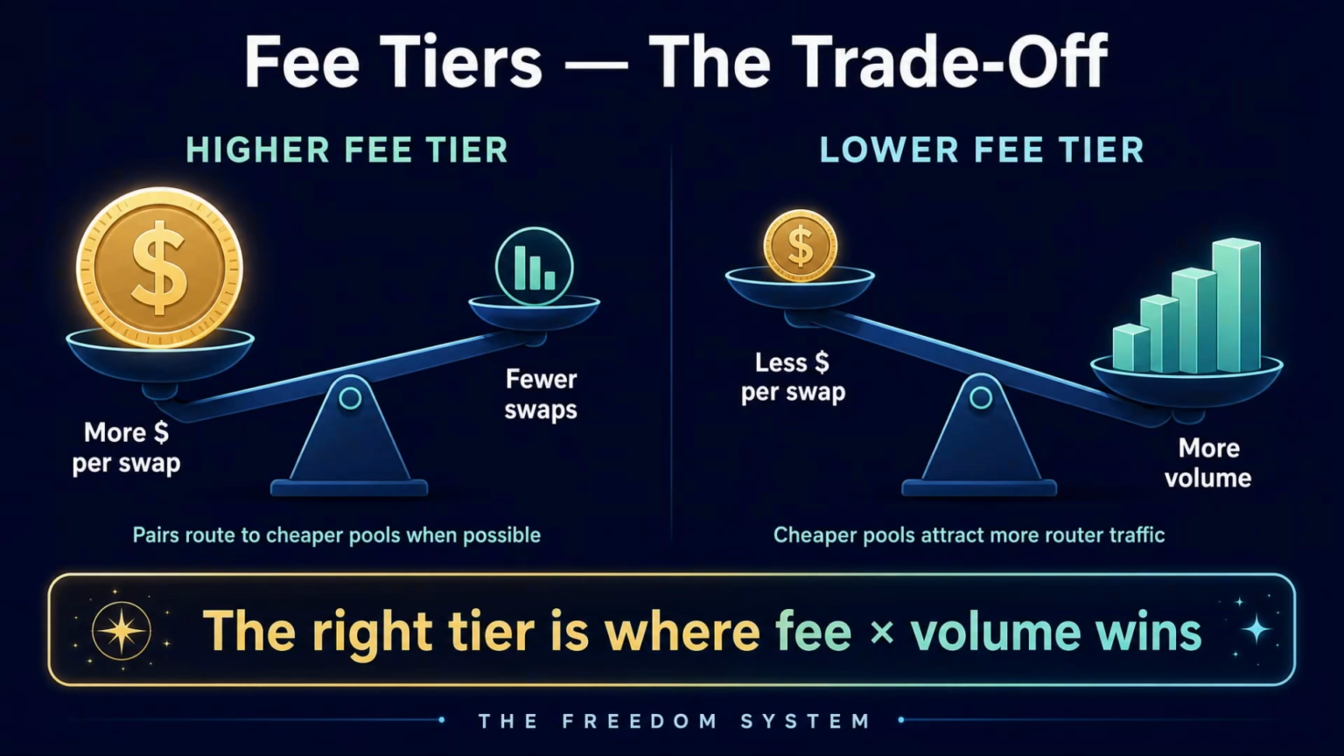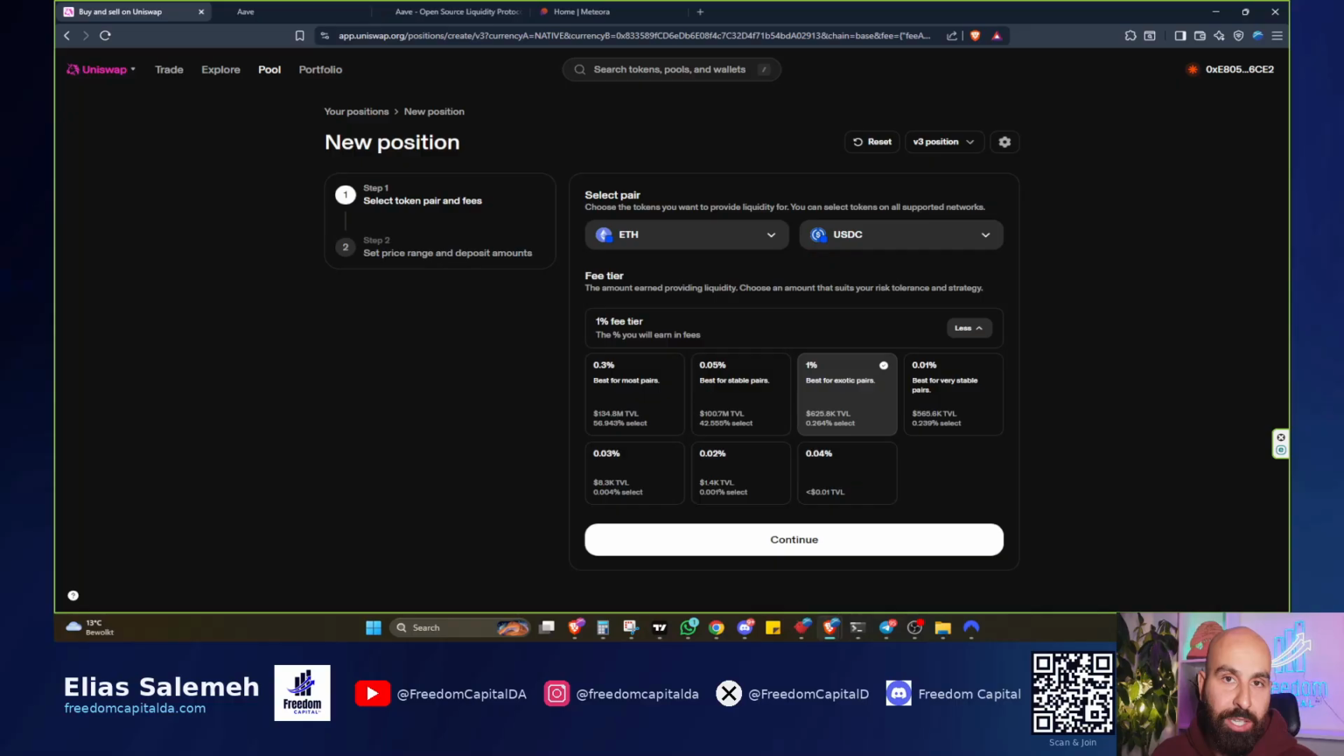A higher fee tier means more fees per swap, but fewer swaps, because traders route to the cheaper pool when they can. You earn more per trade, but capture less volume. A lower fee tier, on the other hand, means less per swap, but more volume because traders prefer cheaper pools. You earn less per trade, but more trades happen against your liquidity. So the right fee tier is the one where the fee and volume math wins for that specific pair. And this is something you have to research, do your technical analysis on, and then decide.